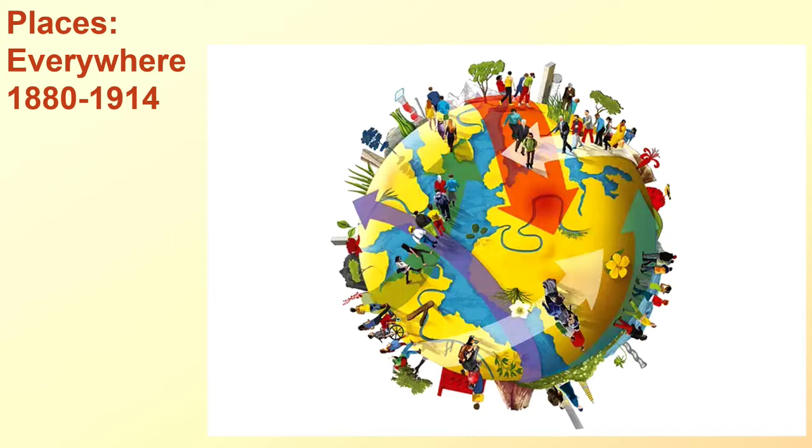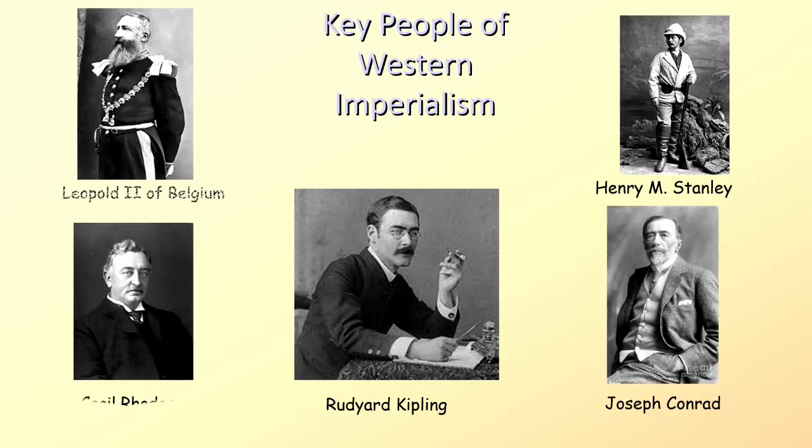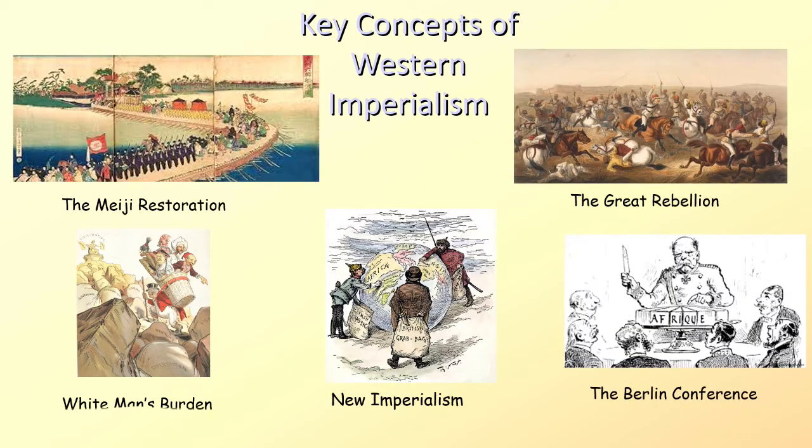Places: everywhere. Time frame: 1880 to 1914. Key people of Western imperialism: Leopold II of Belgium, Cecil Rhodes, Rudyard Kipling, Joseph Conrad, and Henry Morton Stanley. Key concepts of Western imperialism: the Meiji Restoration, white man's burden, the New Imperialism, the Berlin Conference, and the Great Rebellion.